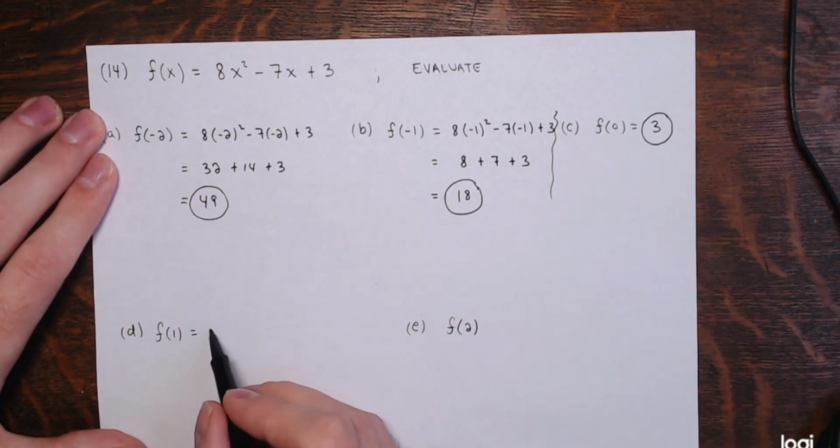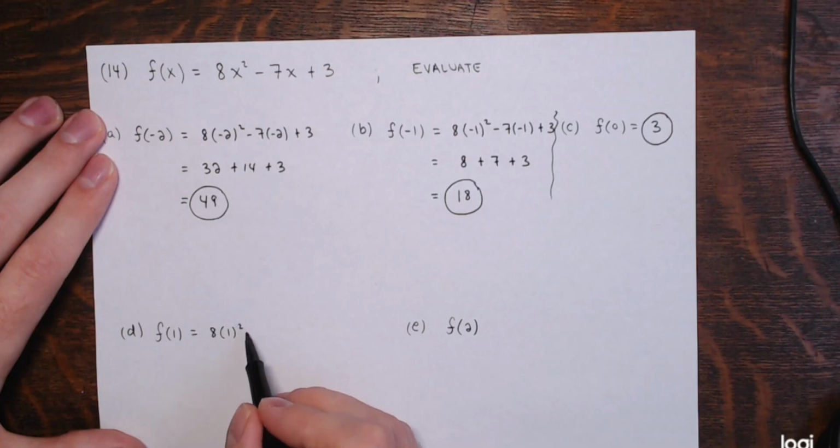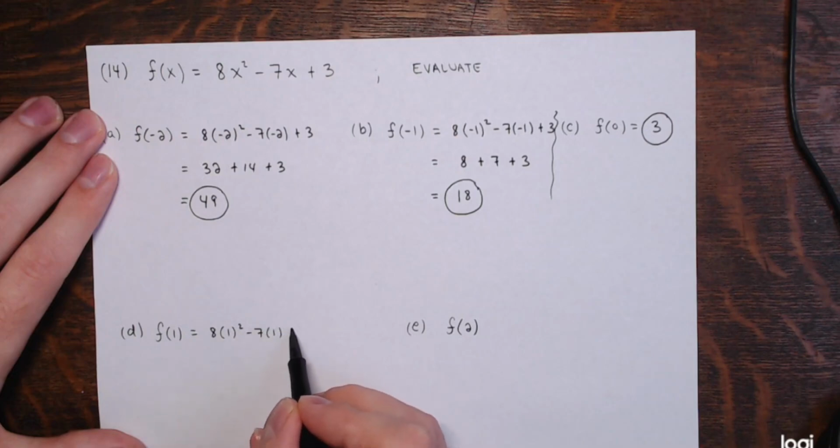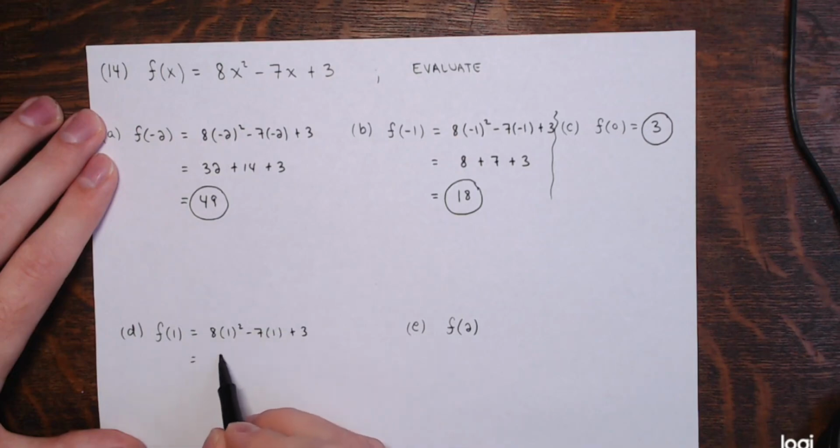F of 1 is 8 times 1 squared minus 7 times 1 plus 3. So this would just be 8 minus 7, which is 1, plus 3 would be 4. So input 1, output 4.